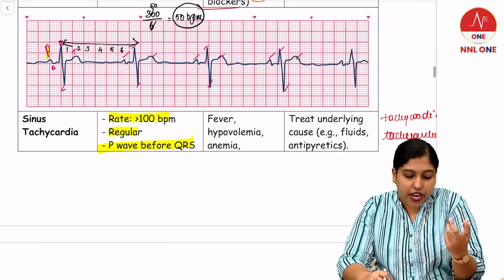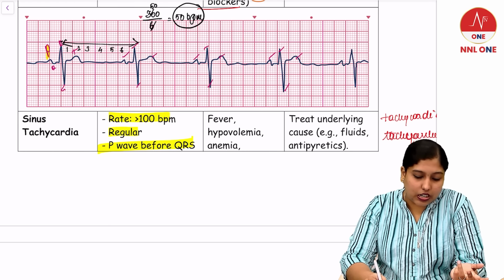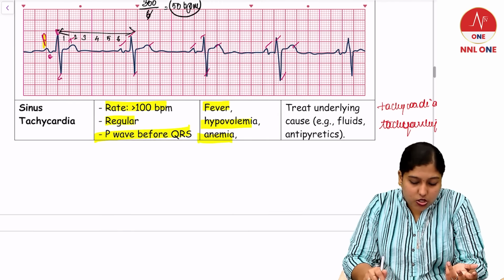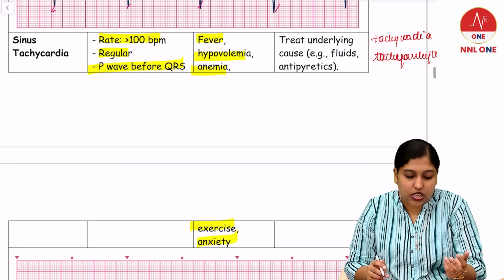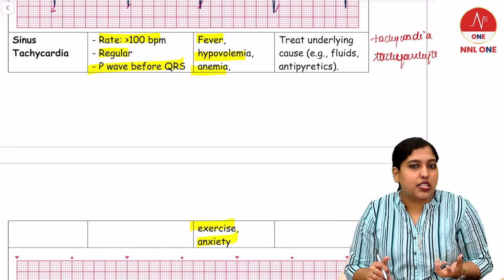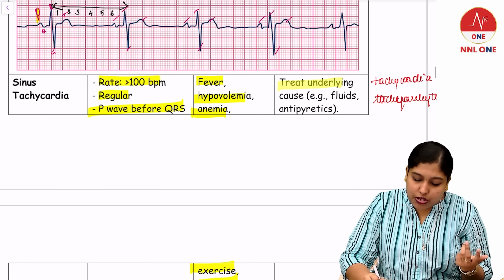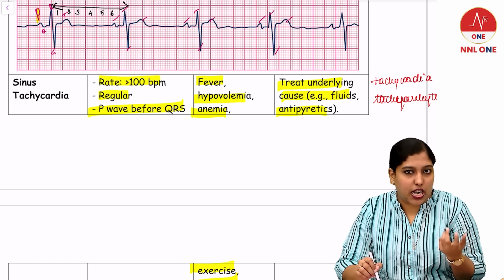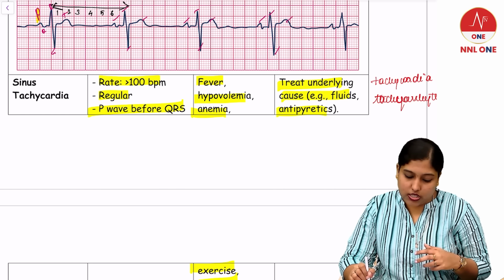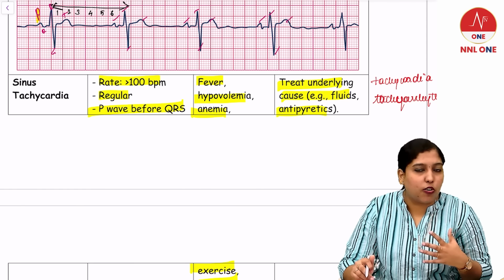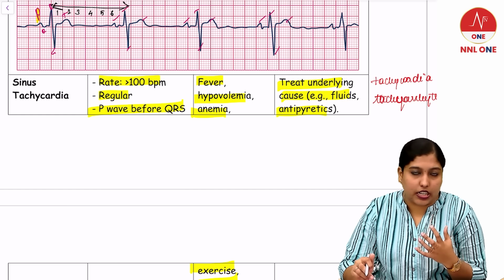The patient will get sinus tachycardia in case of fever, hypovolemia, anemia, exercise, or excessive anxiety. So you have to treat the underlying causes, and give antipyretic medications, fluids, and electrolytes. As you all know, for every rise of 1 degree in temperature, there will be a rise of 10 heartbeats.